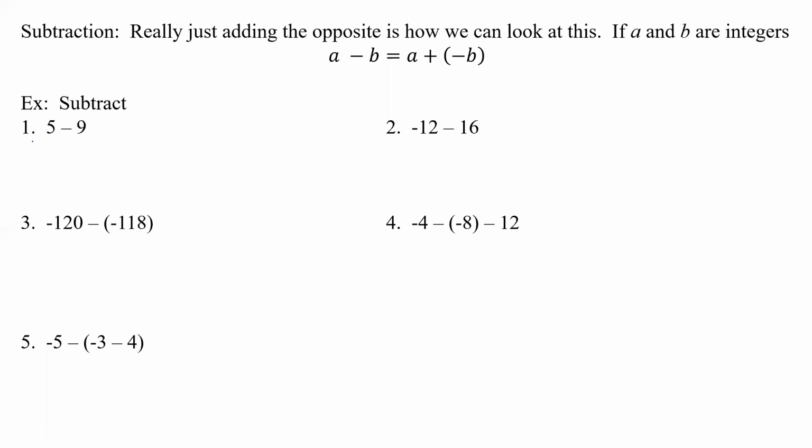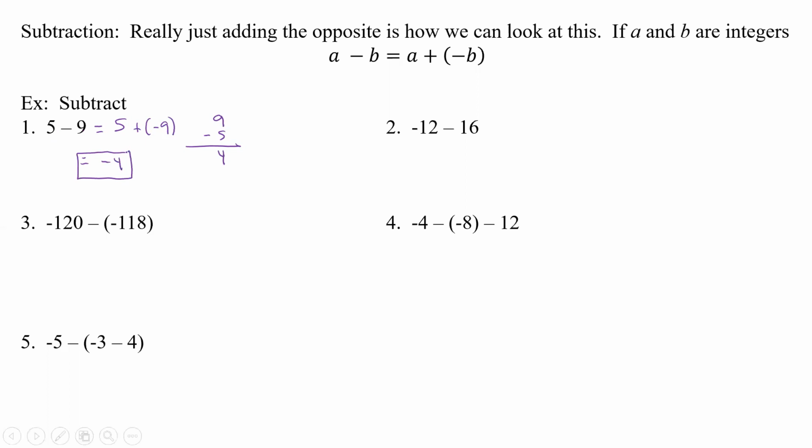So let's look here. 5 minus 9. Okay, well, first we're going to rewrite this: 5 plus the opposite of 9. Now we know if we're adding opposites, we take the larger one without the sign, which is 9, subtract the smaller one, which is 5, so we get 4, and we take the sign of the larger, so that's negative, and we get a negative 4.